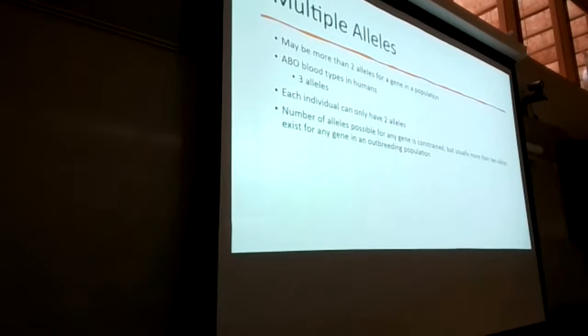We can have more than one allele for each gene in the population. A good example of this that you are probably familiar with is blood type, where we have the A allele, the B allele, and the O allele. Each individual can only have 2 alleles, because we're diploid organisms. But the pool that you can choose from is now larger than what we saw with peas.